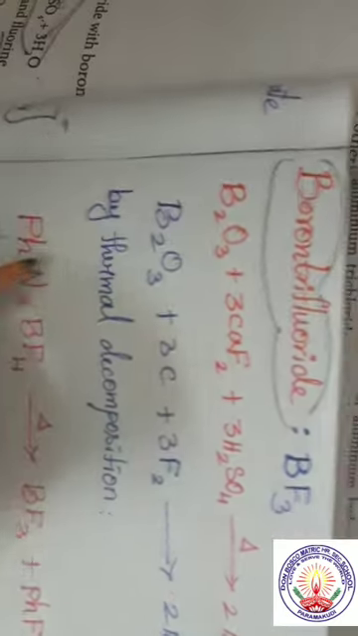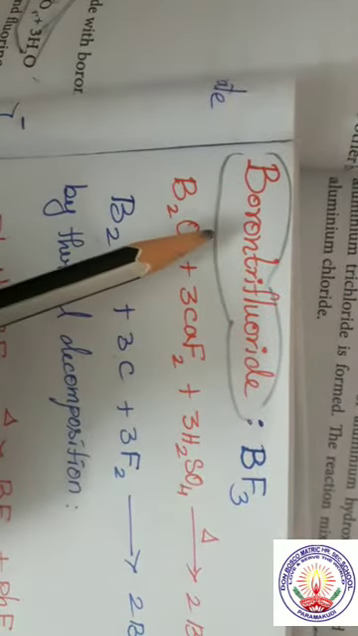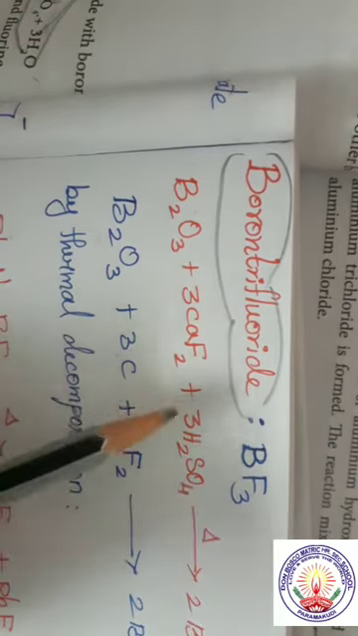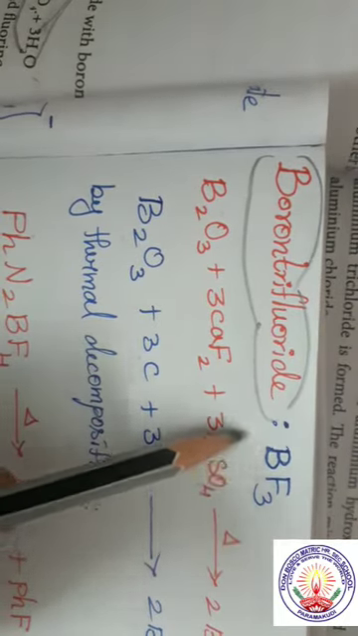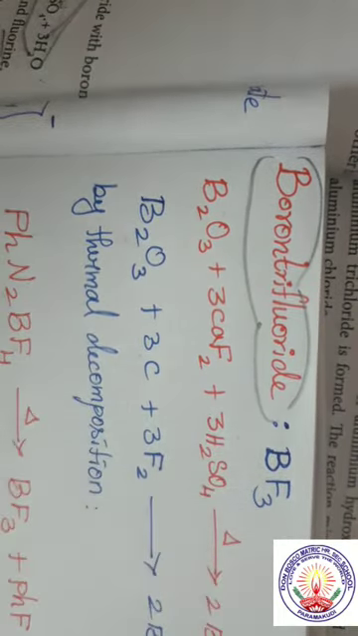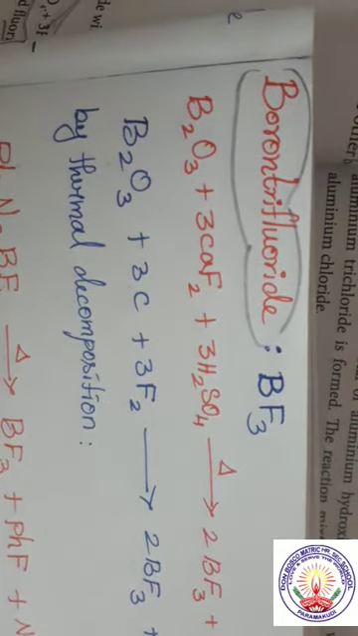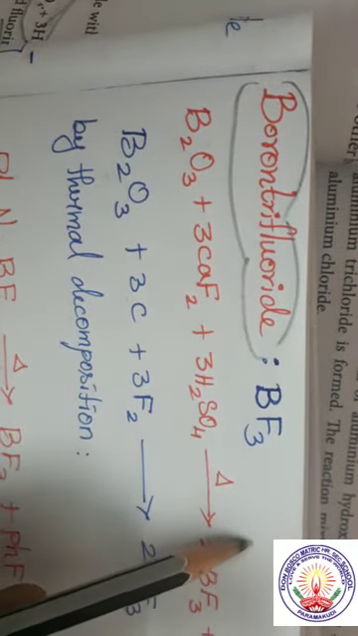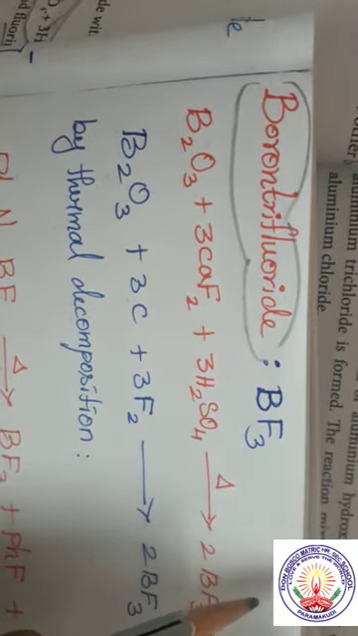Next we shall learn boron trifluoride. Its molecular formula is BF3. And this boron trifluoride is colorless and it is pungent.